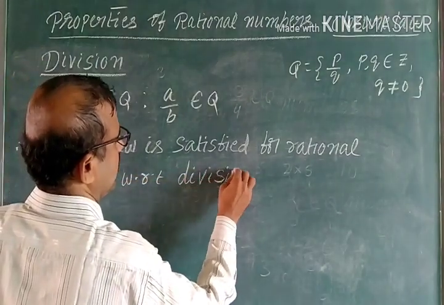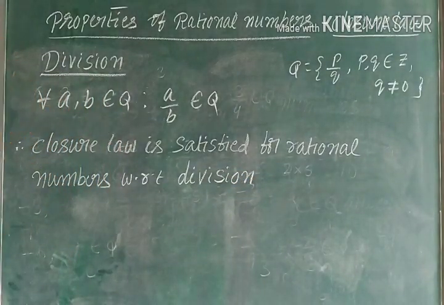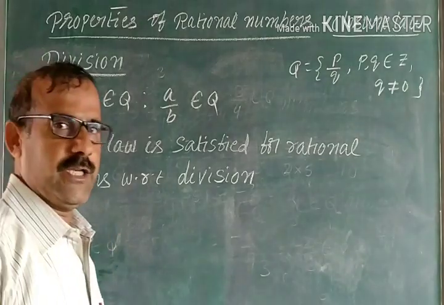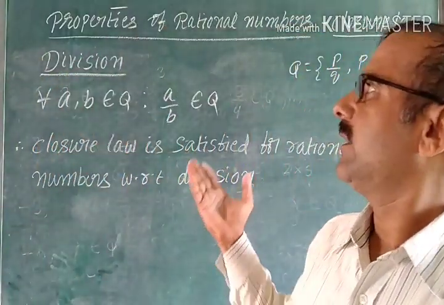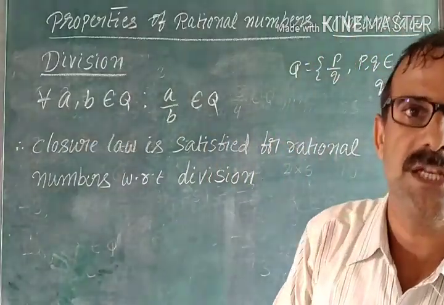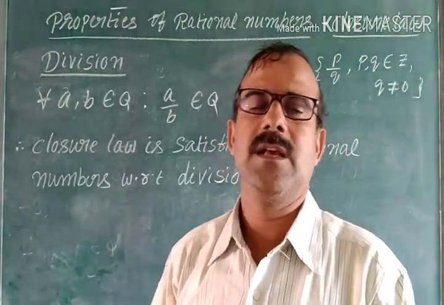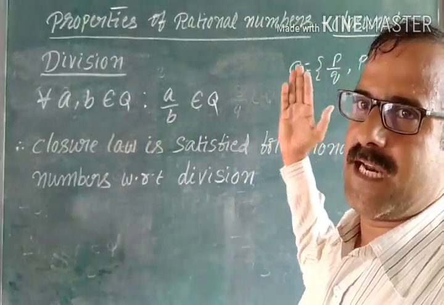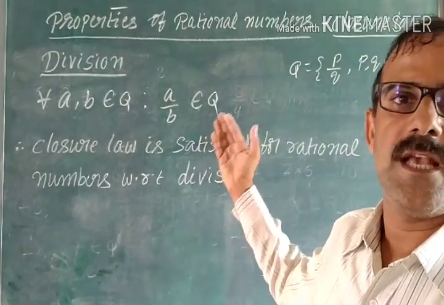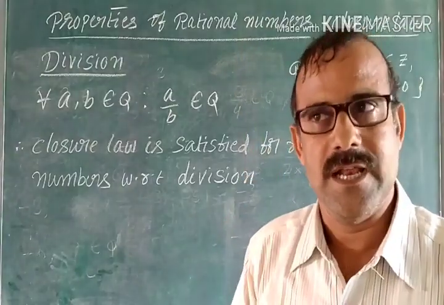Okay, children? So, according to closure law, the four fundamental operations are satisfied. Now we concluded that the properties of rational numbers according to closure law with respect to addition, subtraction, multiplication and division are satisfied. Closure law is satisfied with respect to addition, subtraction, multiplication and division for rational numbers.